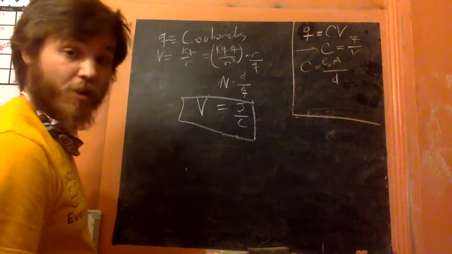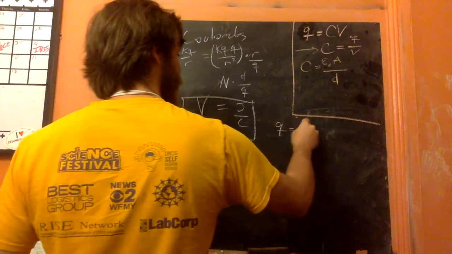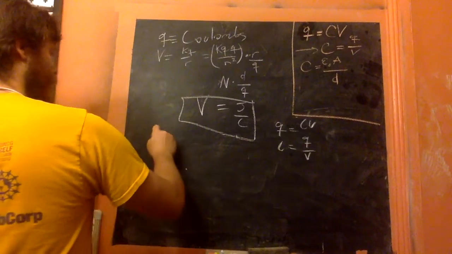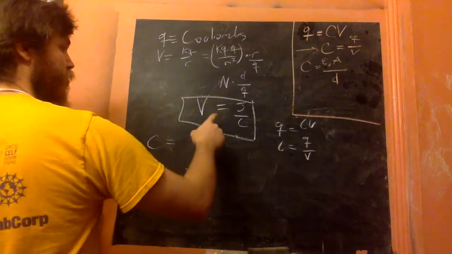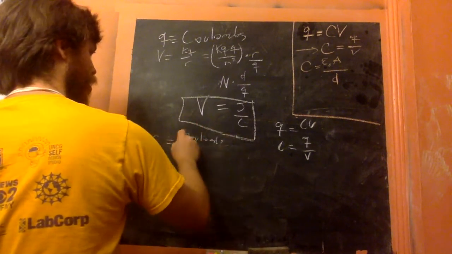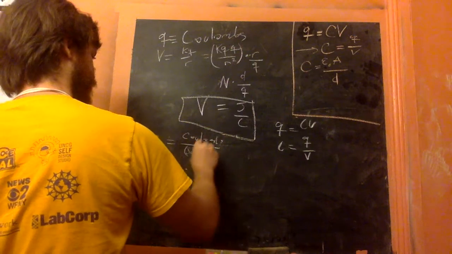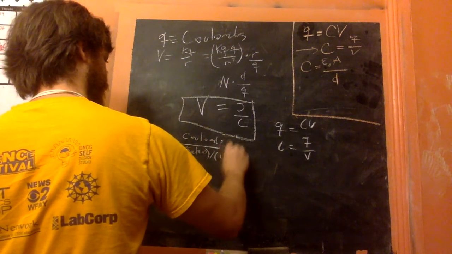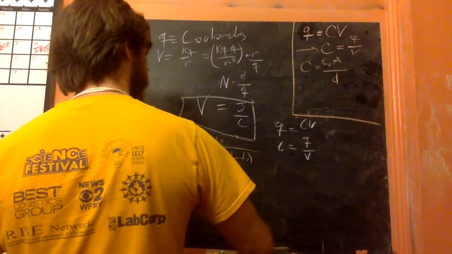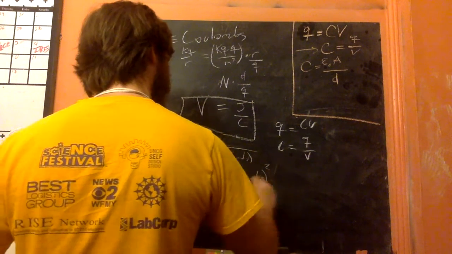Okay, so now we can work out capacitance. Capacitance is given by Q equals CV, or C equals Q over V. So let's work that out. We have C is equal to, and we just worked out Q and V, so we have coulombs over joules per coulomb, which is equal to coulombs squared per joule.